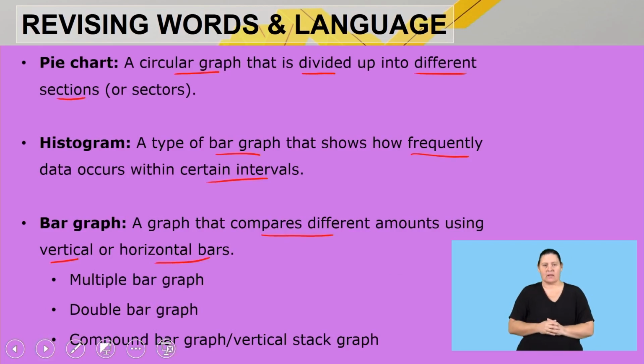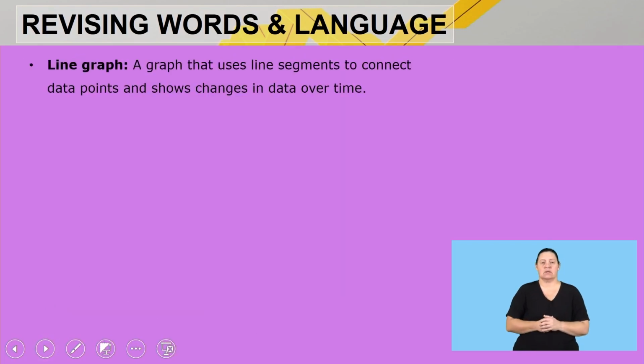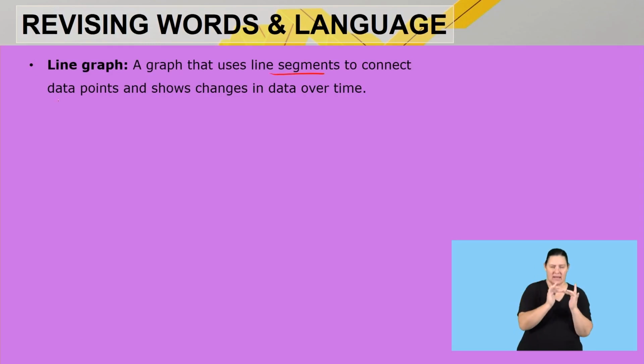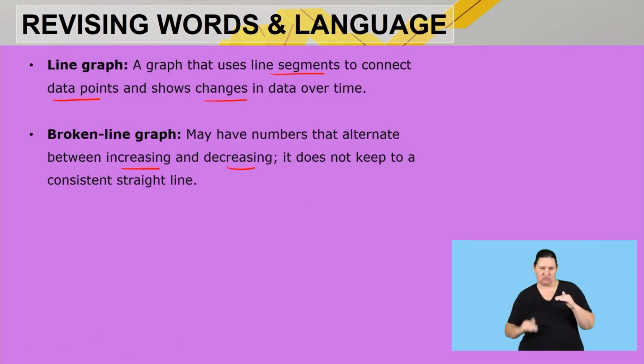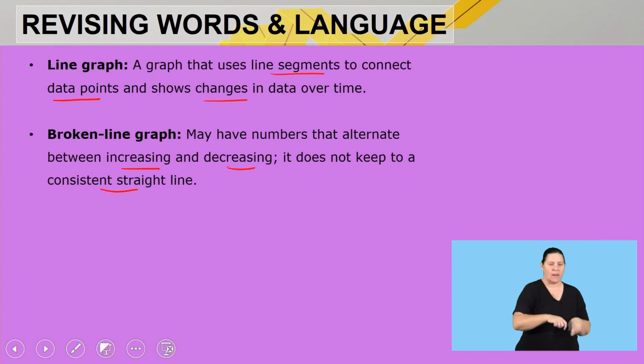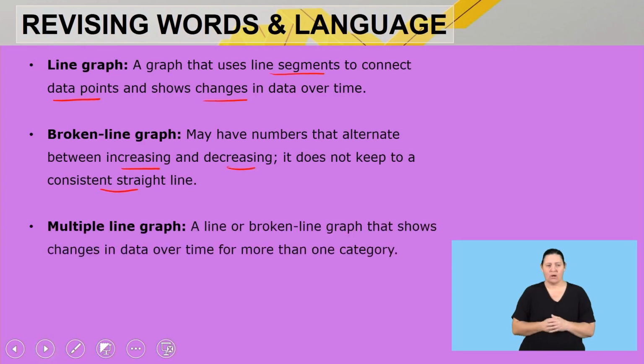What else is important to you? Now we'll look at a line graph. What is a line graph? It's a graph that uses line segments to connect the data points and show change in data over time. That is a line graph. Then we have what we call a broken line graph. This may have numbers that alternate between increasing and decreasing. It does not keep a consistent straight line. So I hope you notice the difference between the line graph and the broken line graph.